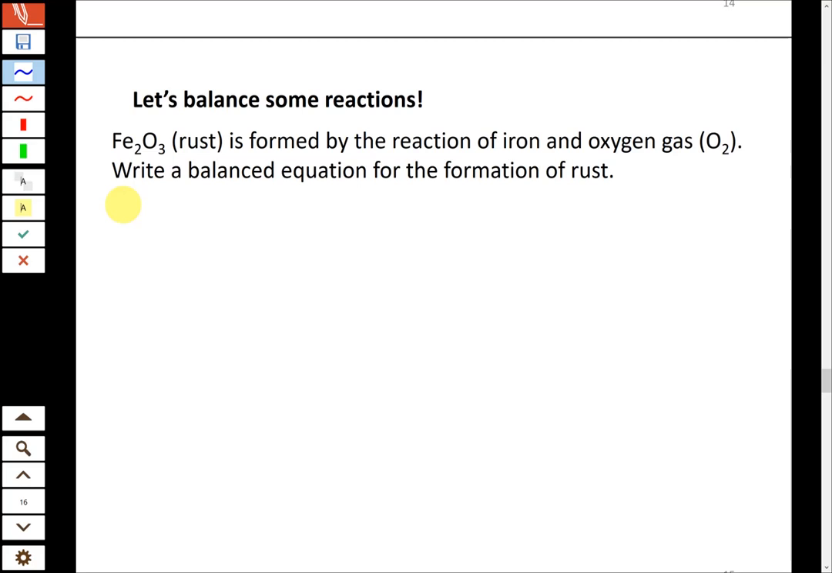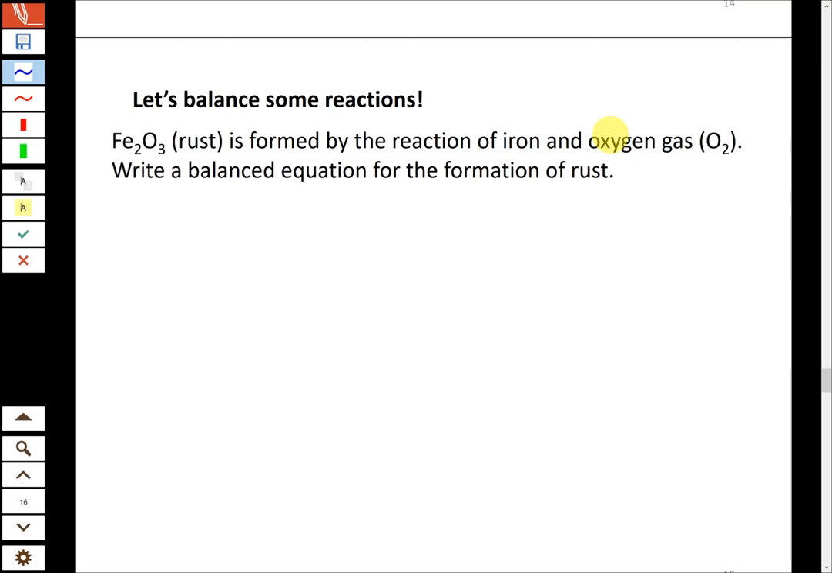We don't give it to you in terms of reactants and products. So Fe2O3 is the formula for rust. And as you probably know, it's formed by a reaction of iron and oxygen. So iron on the surface, oxygen in the air, they react to form rust. So we want to write a balanced chemical equation for the formation.